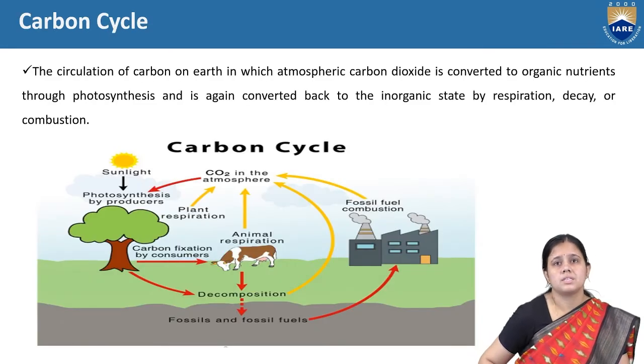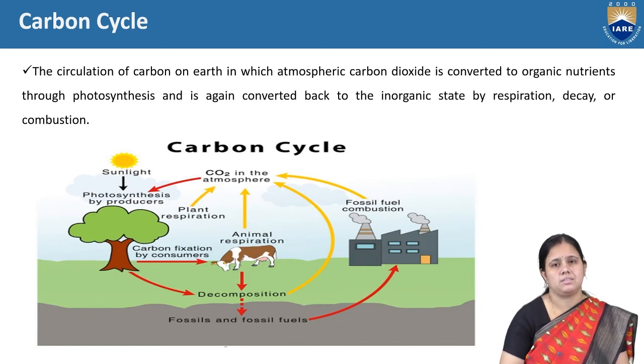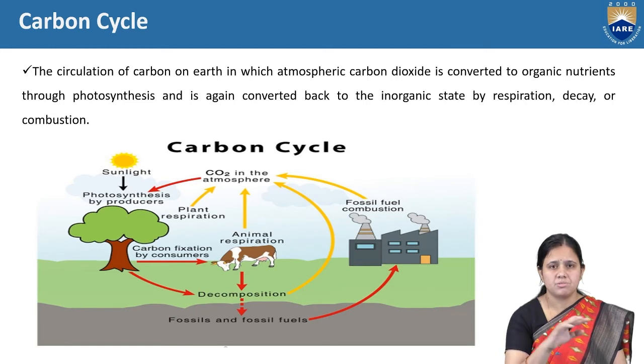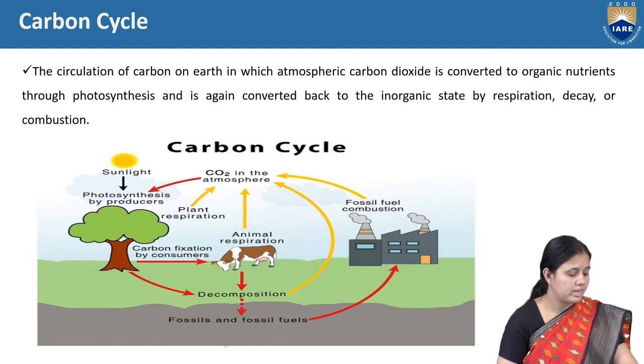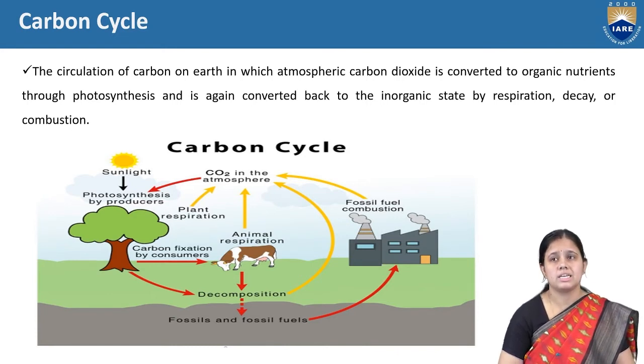Now come to the carbon cycle. Now we will discuss the carbon cycle. The carbon cycle is again a gaseous cycle, like the hydrological cycle, in which carbon travels inside the atmosphere in the form of gas. So we categorize it under the gaseous cycle. It is the circulation of carbon on Earth, in which atmospheric carbon dioxide is converted to organic nutrients by the process of photosynthesis, and is again converted back to the inorganic state by respiration, decay, or combustion.